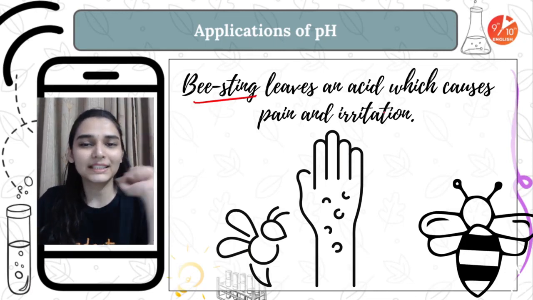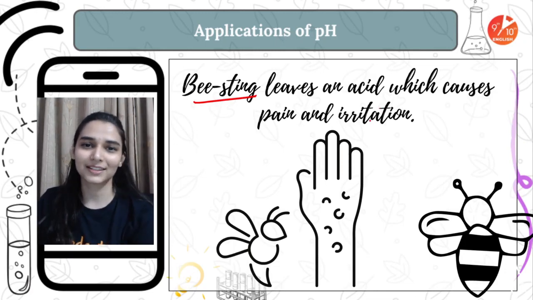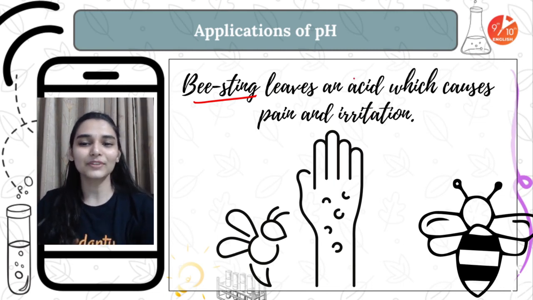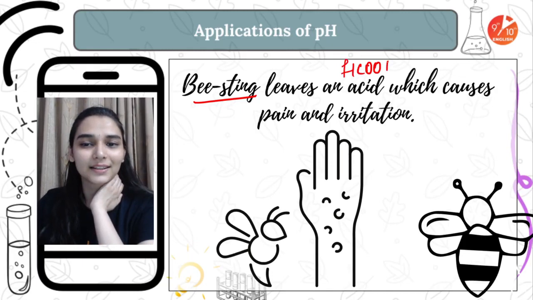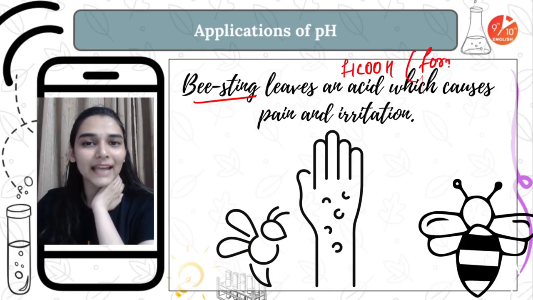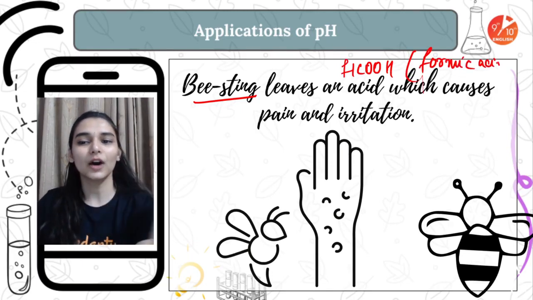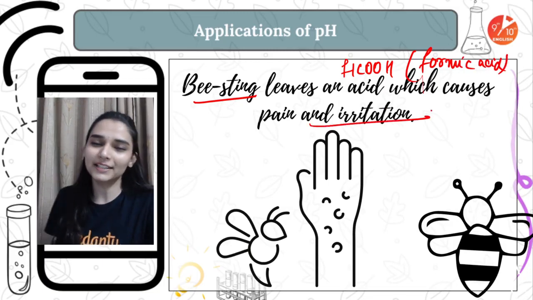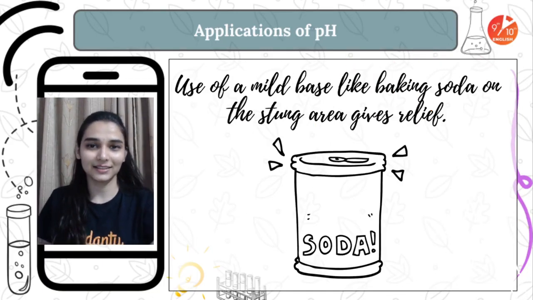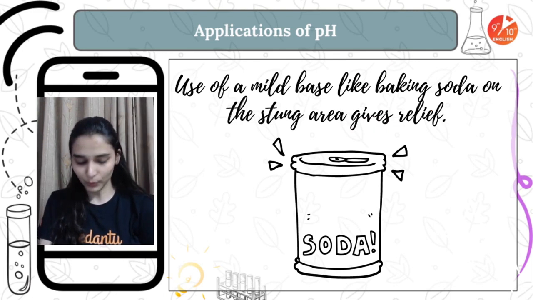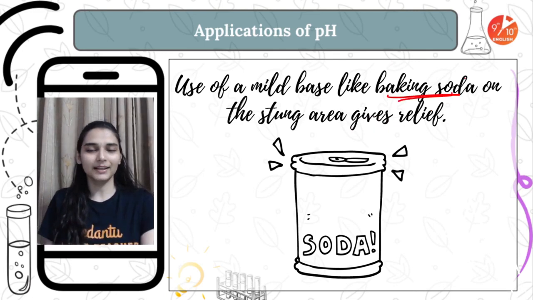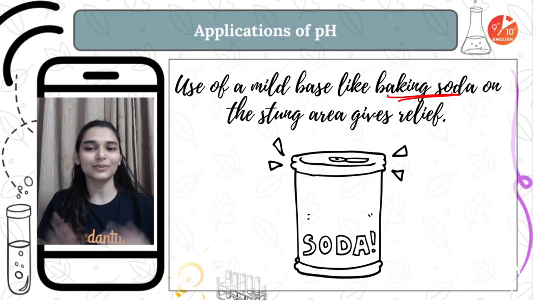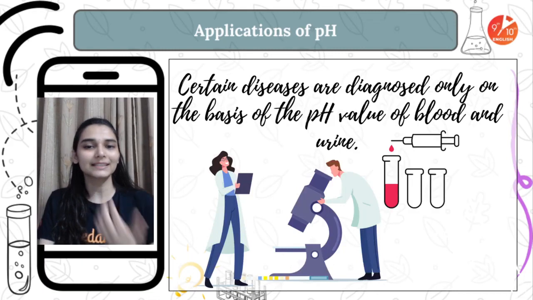Then you have bee sting. Bee sting hurts a lot, right? So why does it happen? Because it injects an acid that is known as formic acid. Which acid is it? Formic acid is injected in the body. Now again, acidic condition, the body can't survive, so we feel irritated. So what you can do, if you want instant relief, then you can rub baking soda against it. Wherever the sting has happened, rub baking soda well. That's a mild base. It will neutralize that acid.